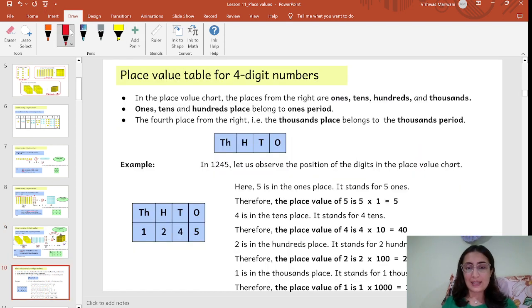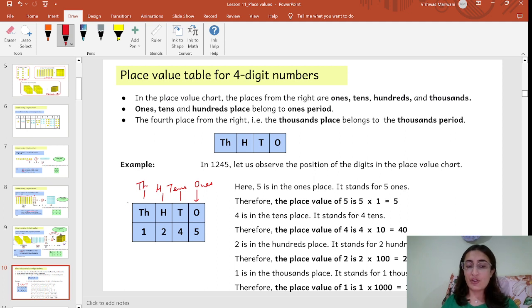Now let's continue with our slides. Now let's come to the meaning of place value, which is the name of our chapter as well. When we start from the right, our first column represents the ones, our second column represents the tens, our third column represents the hundreds, and the fourth column represents the thousands.